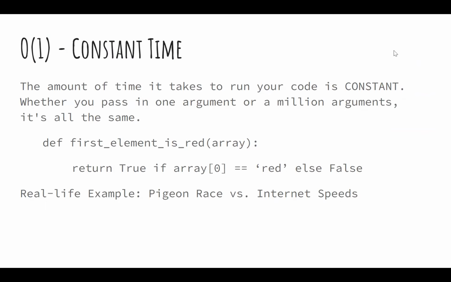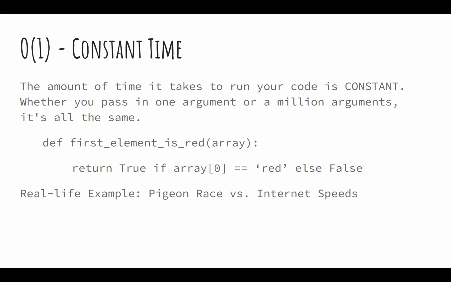So the easy one, O of 1, constant time. Whether you pass in one argument or a million arguments, it's all the same. A good example here is a function that checks whether the first element is red. You take in an array, you check if the first element of the array is red. If it's red, you return true. If it's not, you return false.